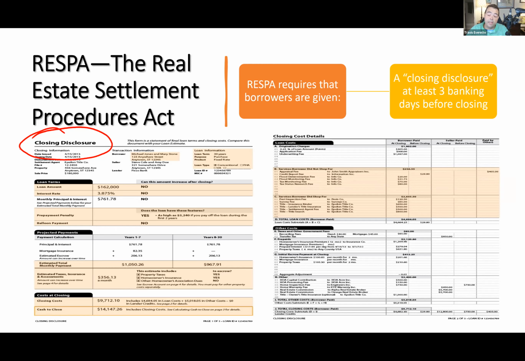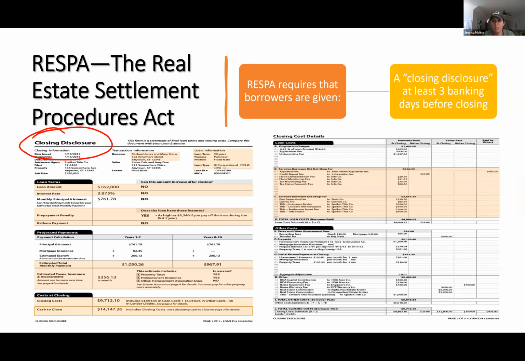So if the first document, the loan estimate, is required to be delivered no later than 3 banking days after they apply, when do you think this one has to be delivered? At least 3 days before closing. 3 banking days, not after, but before closing. Wouldn't this be useless if we brought it after closing? Yeah, they've already paid for it at that point. The idea here is to get it to them 3 banking days before closing so they have time to put them what?